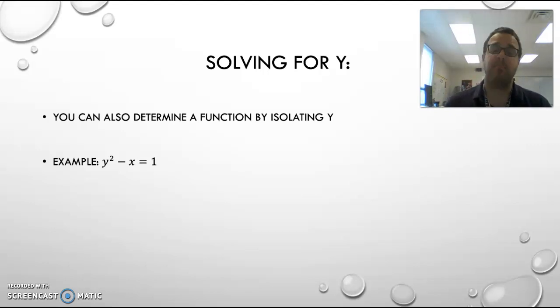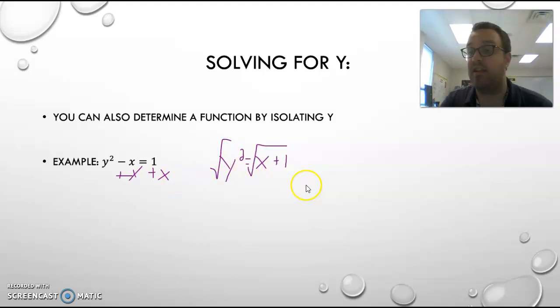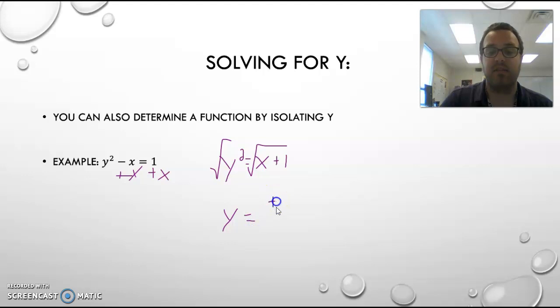Here's an example. I have y squared minus x equals 1, and I want to know, is this a function or not a function? So to isolate for y, I'd start by adding x to both sides. If I add x to both sides, I get that y squared equals x plus 1. I'm then going to square root both sides to get y by itself. When I square root, I have to remember that my answer is the positive or the negative number that could be that. So y is going to equal plus or minus the square root of x plus 1.